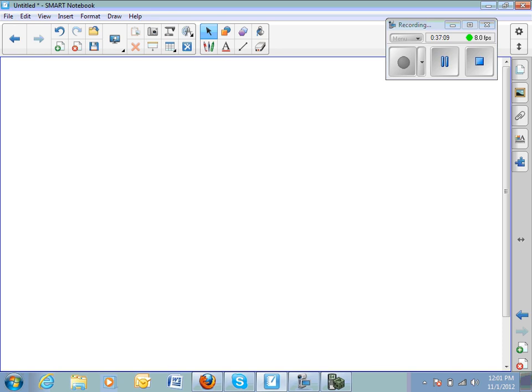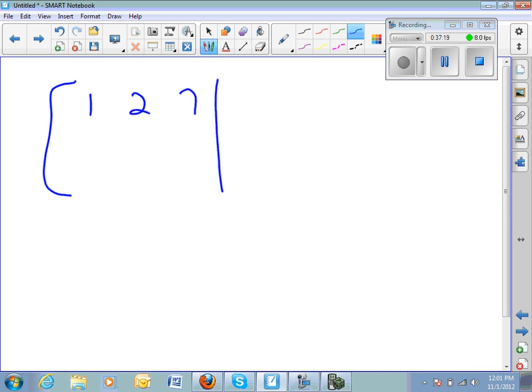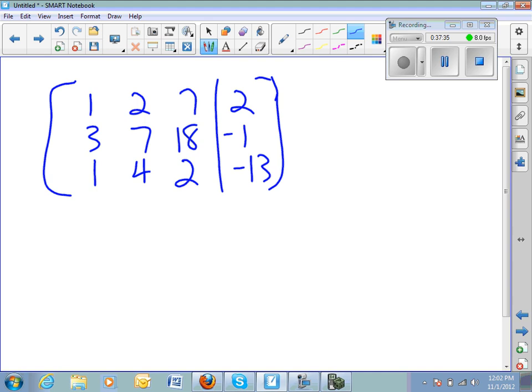So if you look at question number 1, would you read me what the augmented matrix was that you used to solve that? 1, 2, 7, 2, 1. Or no, not 1, 3. Sorry. 3? 7, 18, negative 1, 4, 2, negative 13. Negative 13? Okay. So this really represents a system of equations. 1x sub 1 plus 2x sub 2 plus 7x sub 3 equals 2. But how do you do this because it's not square?